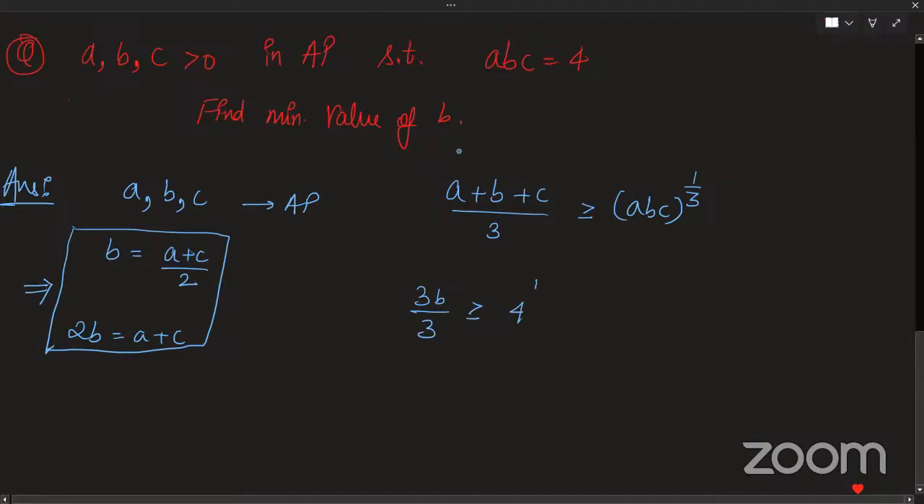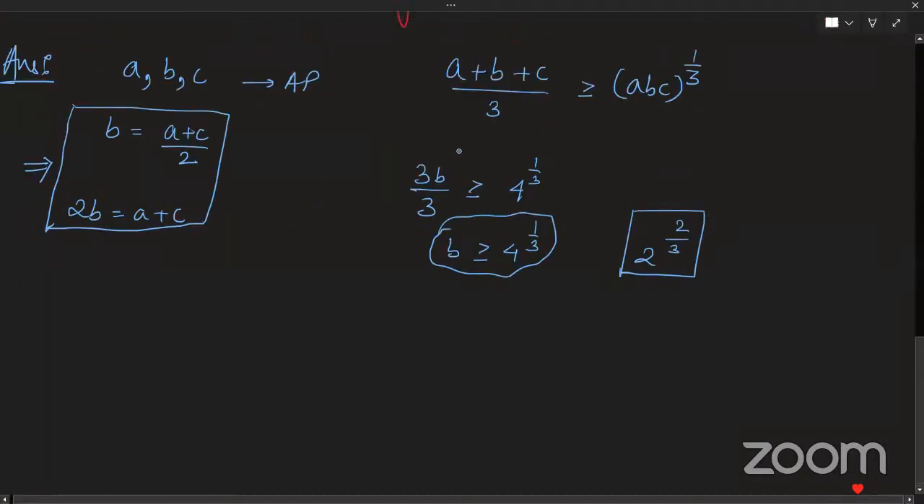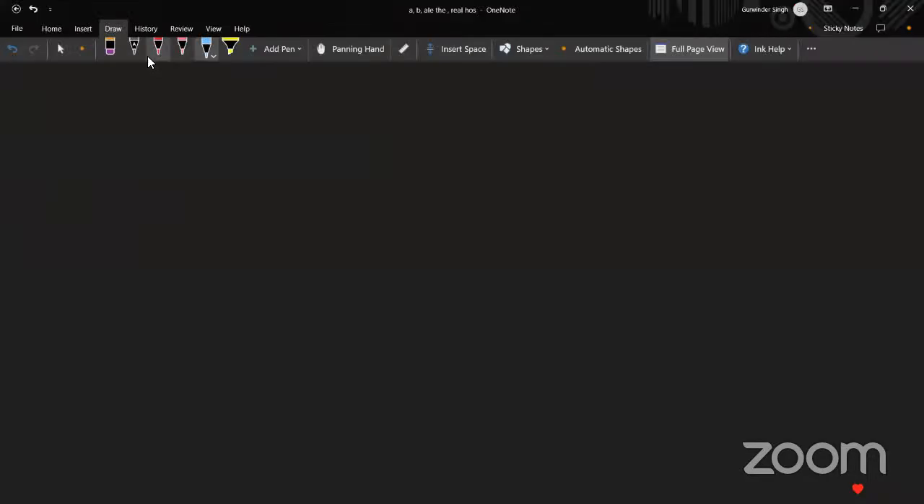3 by 4 raised to 1 by 3, right? So basically B's least value will be 4 raised to 1 by 3. Or I can also call it 2 raised to 2 by 3, right? Everyone? Okay, great.